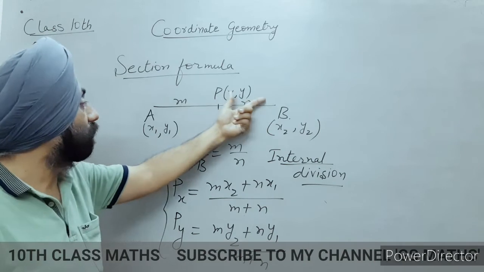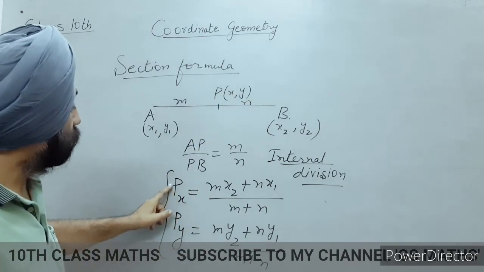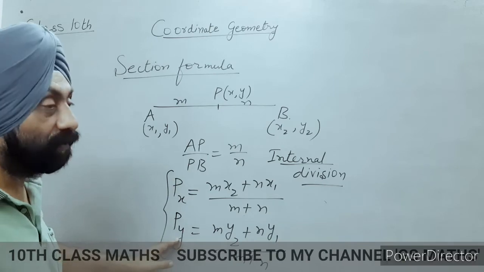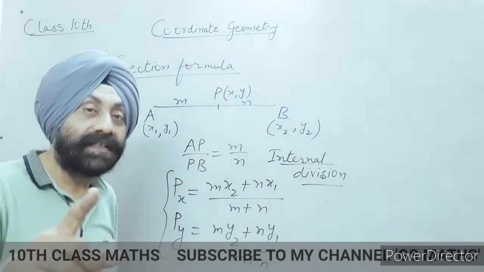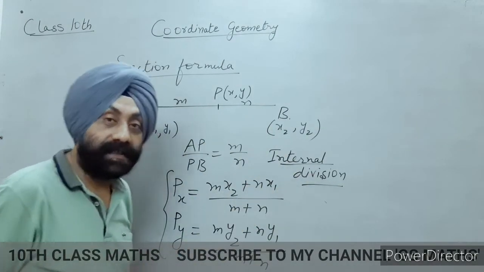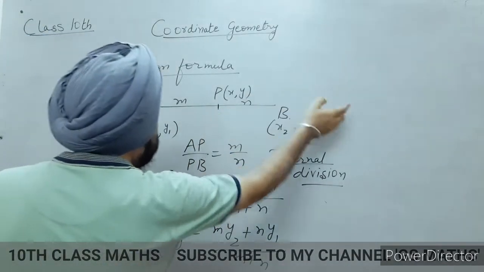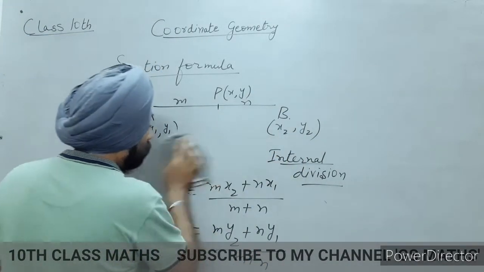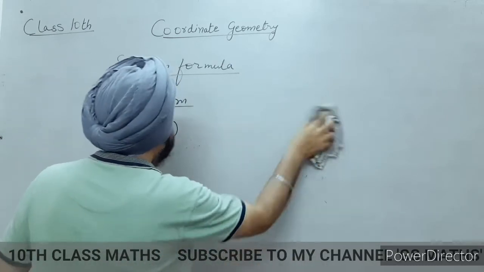Ratio is m ratio n. So we can find the abscissa of point P and the ordinate of point P like this, and it is called internal division. Again, the point P lies within AB. That's why it is called internal division. Now, I will tell you what happens if this point P lies outside AB. Outside AB, like this.